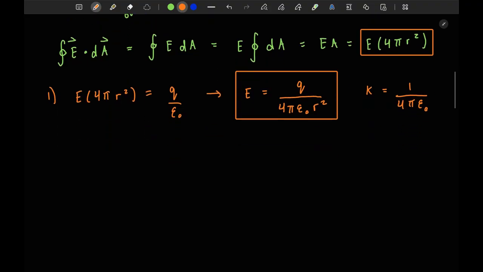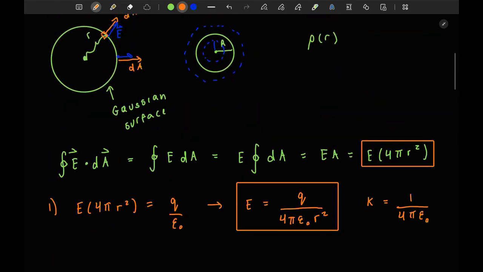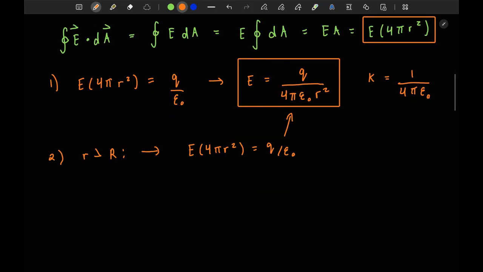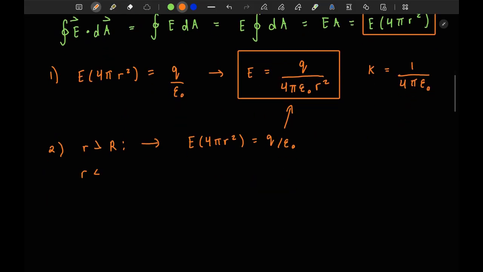What about case two, the solid sphere? So let's begin with the case where r is greater than big R. In that case, notice that all of our charge is still enclosed in our Gaussian surface. And so we get the exact same result. E times 4 pi r squared is still simply equal to total charge over epsilon naught, which gives us the same result as before. But what if we are within the charge?